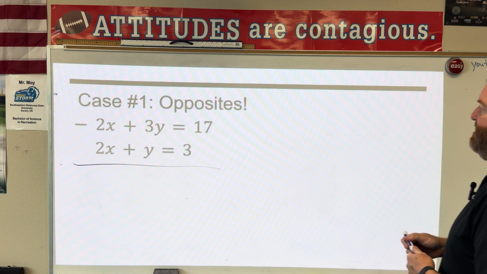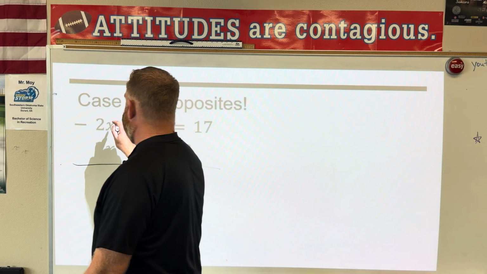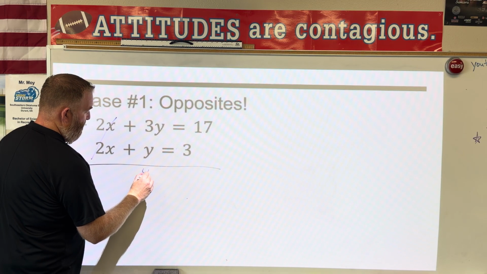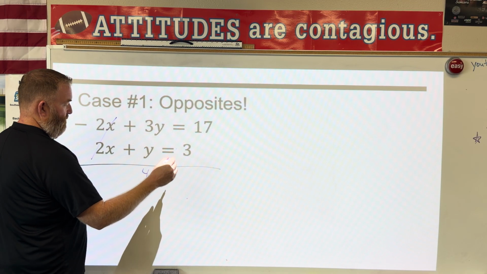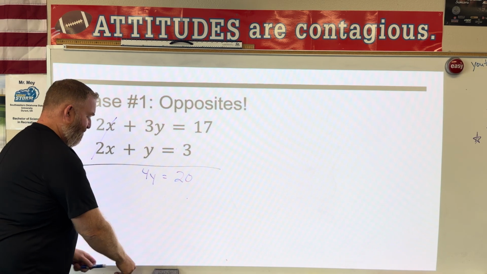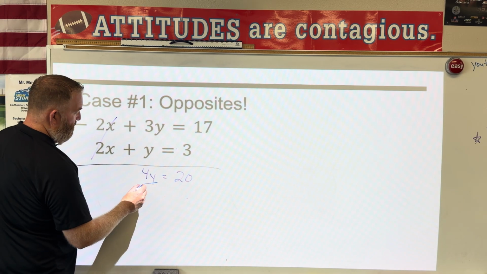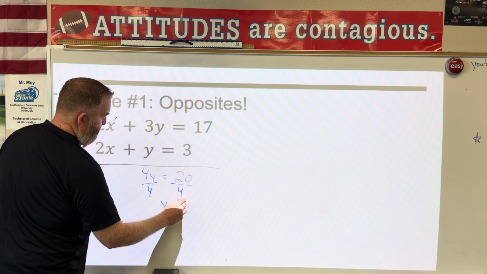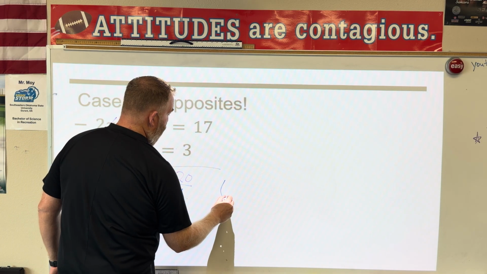All right, here we go. What cancels out? The x's do, right? So what's 3y plus 1y? 4y equals what? 20. This pen is not going to make it. Okay, let's see if blue will work. So I divide by 4. What's y equal? y equals 5. Okay, so we figured out y.